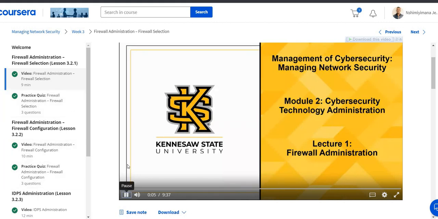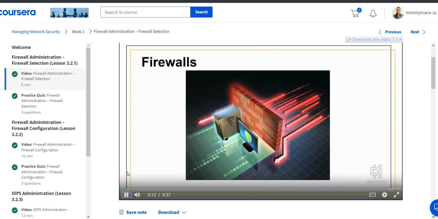Cybersecurity Technology Administration. This lecture is on firewall administration. Let's begin with a recap from a previous lecture on firewalls. In cybersecurity, a firewall is any device that regulates the movement of information across networks from the outside world, known as the untrusted network, to the inside of the organization, known as the trusted network. The formal definition of a firewall is a combination of hardware and software that filters or restricts specific information from moving between the outside and the inside networks.